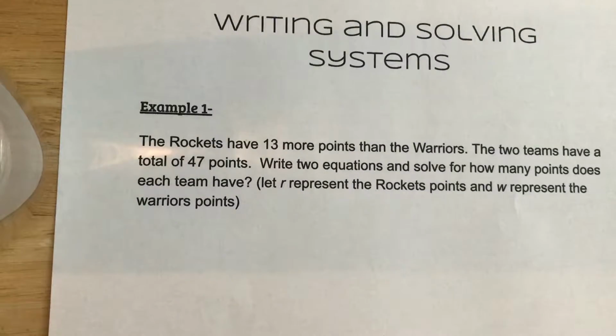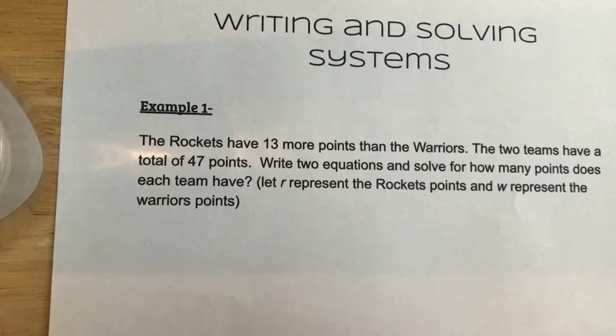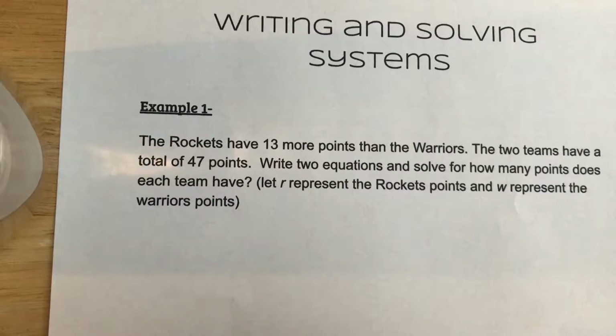Today we're going to learn writing and solving systems. Let's start with example 1. The Rockets have 13 more points than the Warriors. The two teams have a total of 47 points. Write two equations and solve for how many points does each team have.